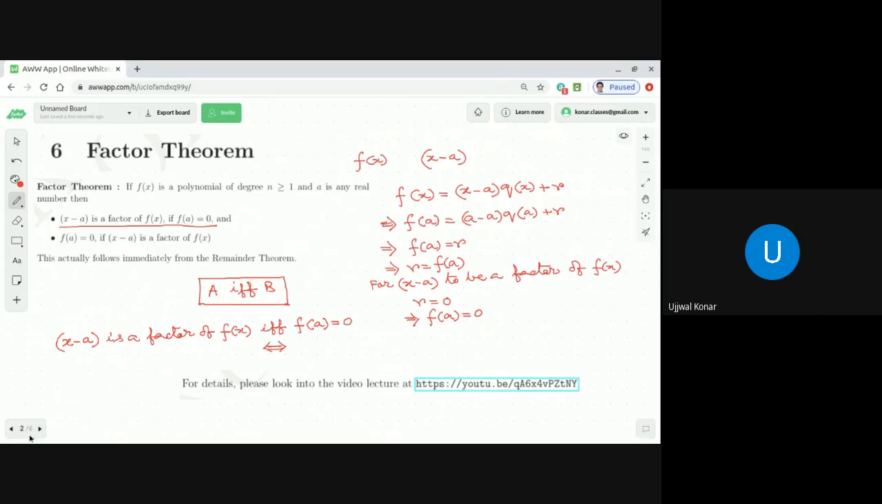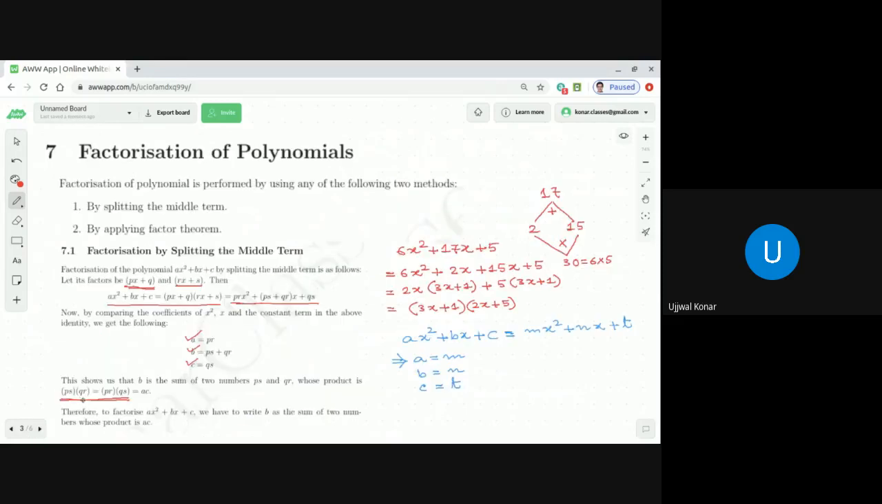After that, we started discussing the factorization of polynomials. And we saw that there are two ways we can factorize a polynomial, one using splitting the middle term and the other using the factor theorem. For a quadratic polynomial, generally it is good to use splitting the middle term. But for a cubic polynomial, it is efficient to use the factor theorem.